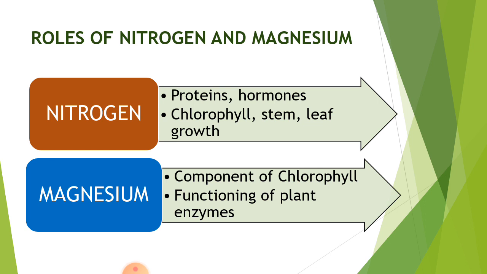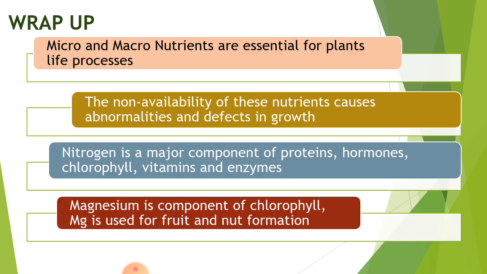Now, the roles of nitrogen and magnesium. These are also very important nutrients required by plants. Plants get nitrogen in the form of nitrates, and nitrogen is a major component of proteins, hormones, chlorophyll, vitamins and enzymes essential for plant life. Whereas magnesium is a structural component of chlorophyll. It is also necessary for the functioning of plant enzymes to produce carbohydrates, sugars and fats.